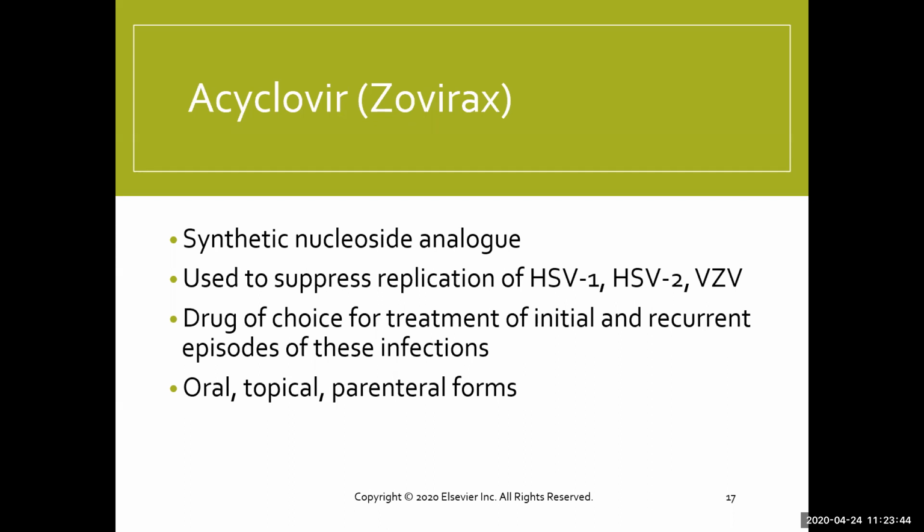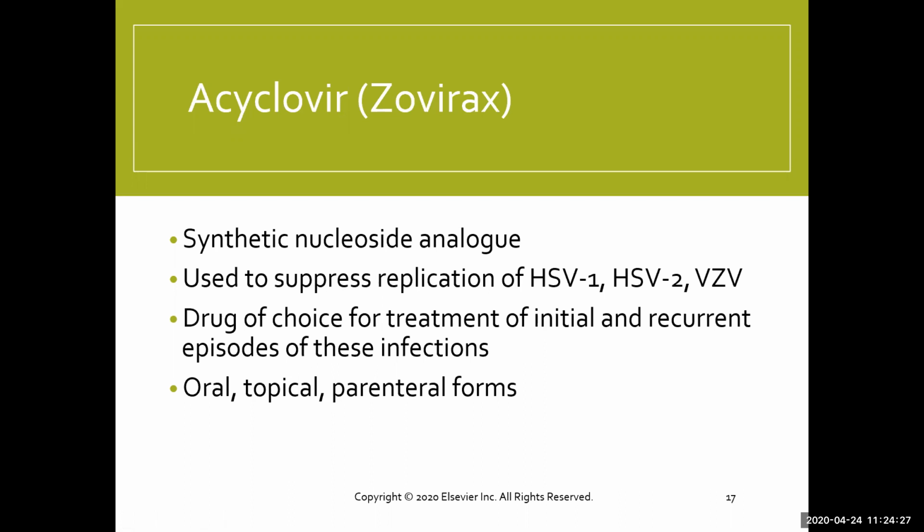It is the drug of choice for initial and recurrent episodes of these herpes simplex and varicella zoster viruses. It comes in an oral, topical, and IV form. So you can imagine topical would be very commonly used for the lesions and outbreaks that may be around the mouth or the genital area. And for shingles, we're going to use the oral form typically because we need more of a systemic effect. If you have shingles along one dermatome in the nervous system, there's a potential for other dermatomes to also be activated with the shingles virus.